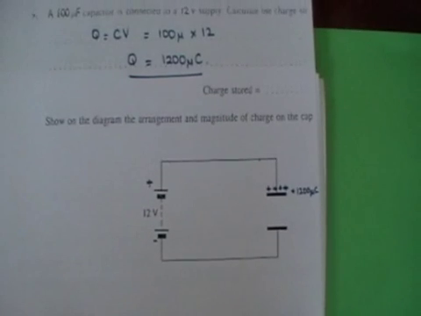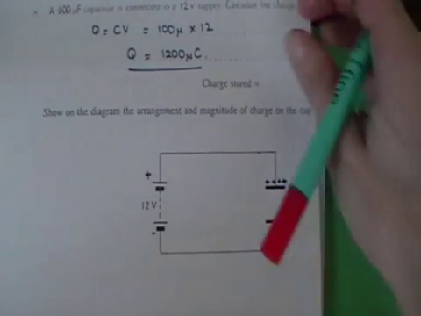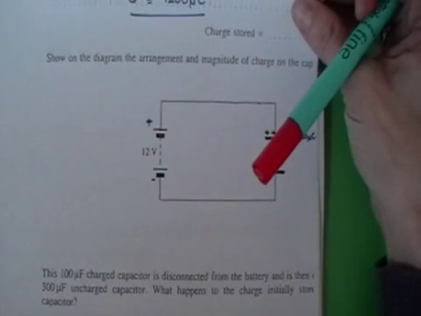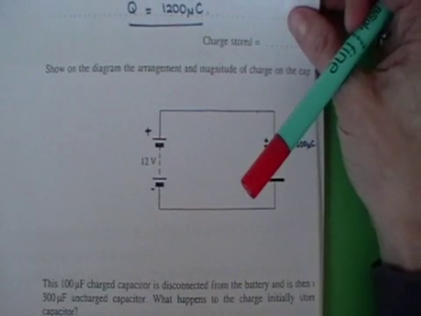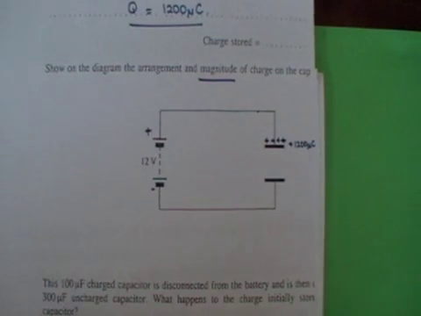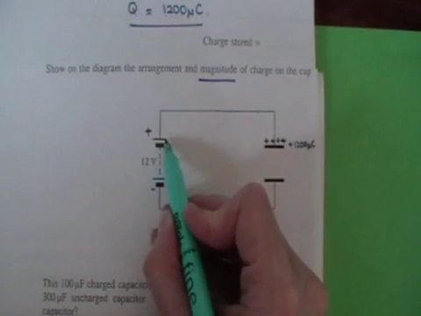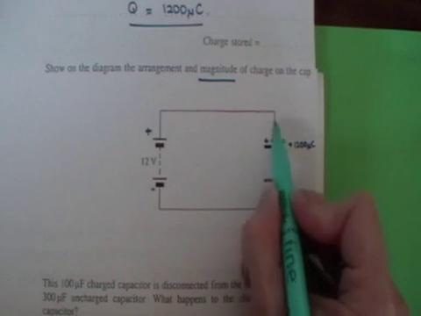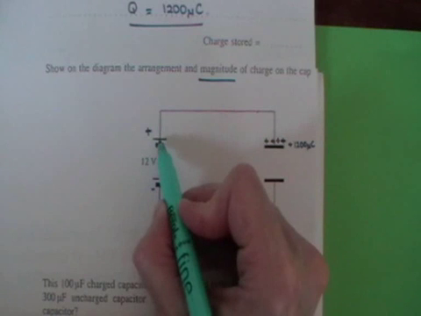So the next part of the question asks you to show on the diagram the arrangement and magnitude of charge on the capacitor. So there's two things you have to do there, and when you did this in your test, some of you forgot that second bit. So this side of the cell is positive, and because it's positive, it's going to draw electrons off this side of the capacitor, and they're going to move along here onto the positive side of the battery.